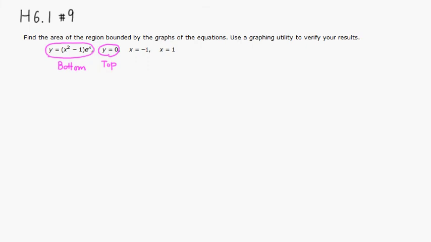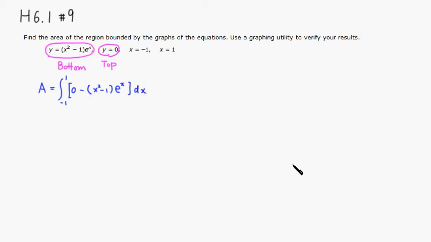So we can set up the integral. The area is going to be the integral from -1 to +1. The top one is 0, so it's going to be 0 minus x squared minus 1 times e to the x. I'm going to put parentheses and dx.